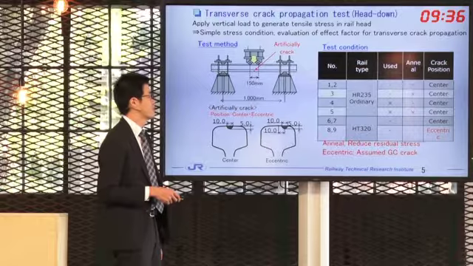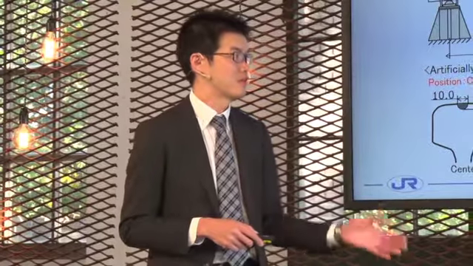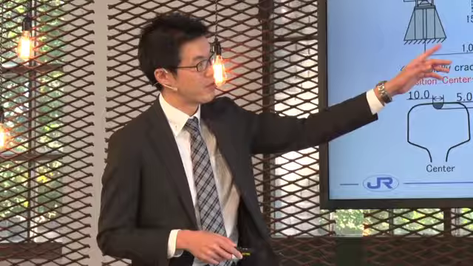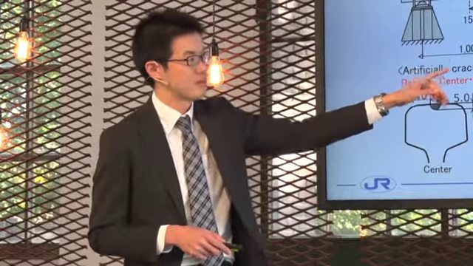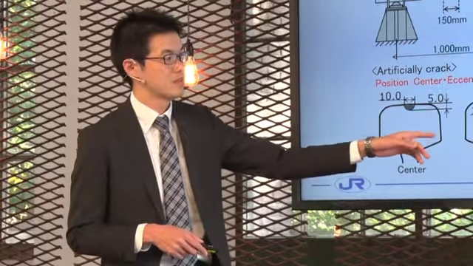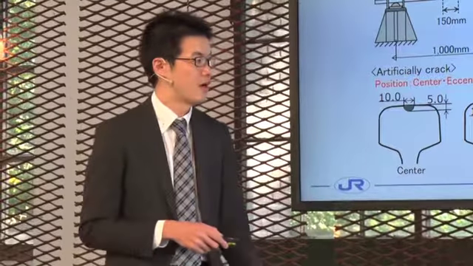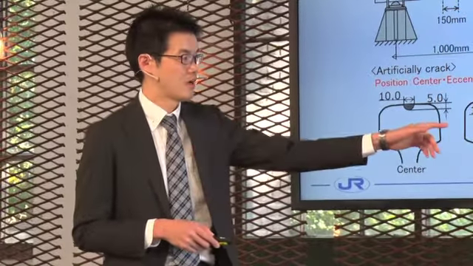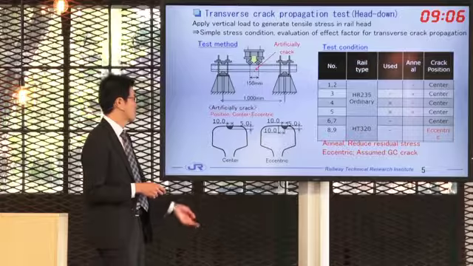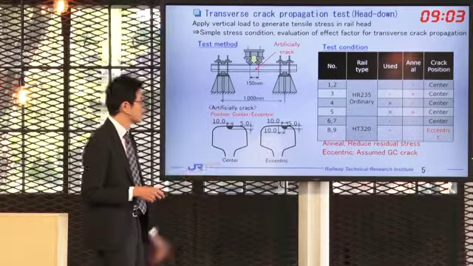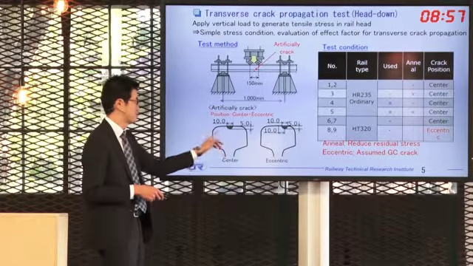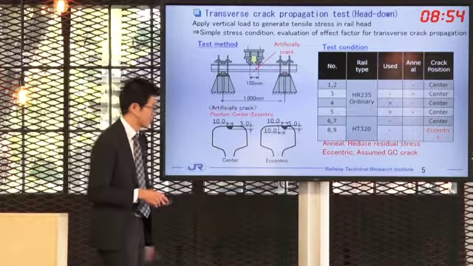Especially, we prepared various rails, with different rail types such as heat-treated and non-heat-treated. And we also prepared an annealed rail, to evaluate the anneal effect. Annealing is for reducing residual stress. And to evaluate the crack position, we prepared two kinds of specimens: one is the center and the other is eccentric.